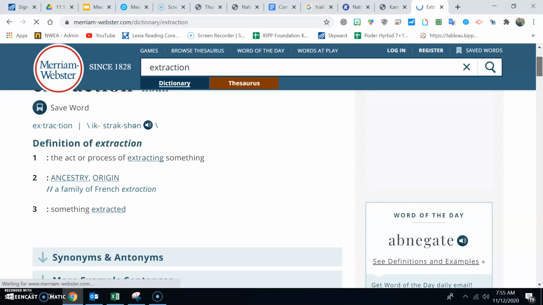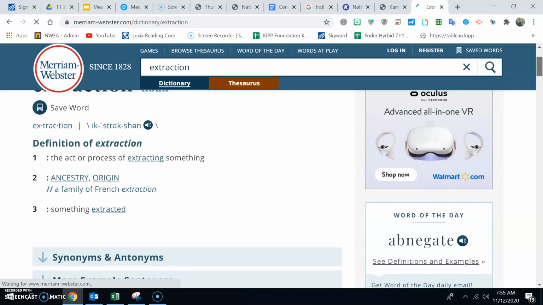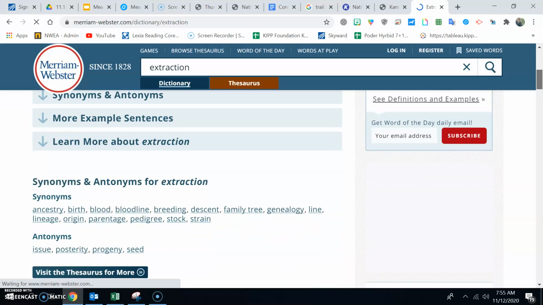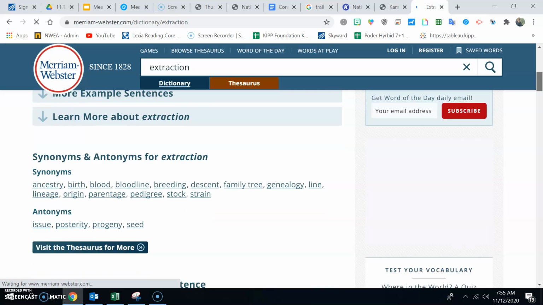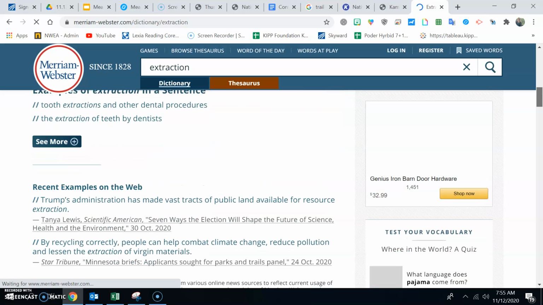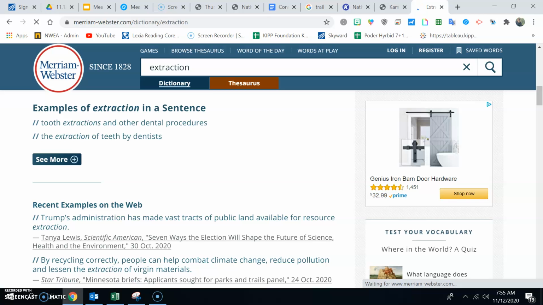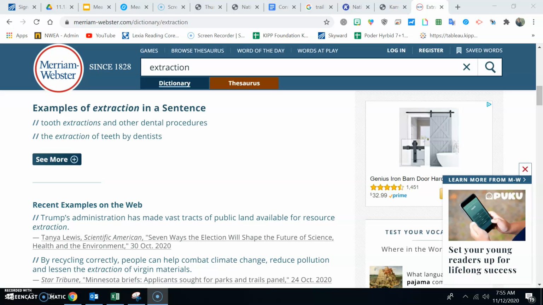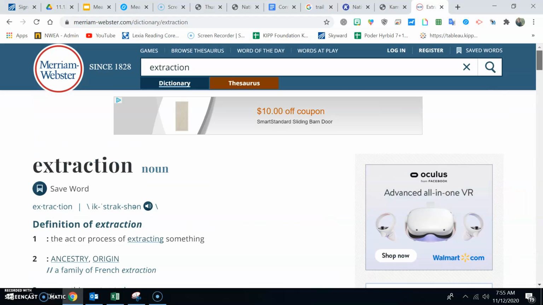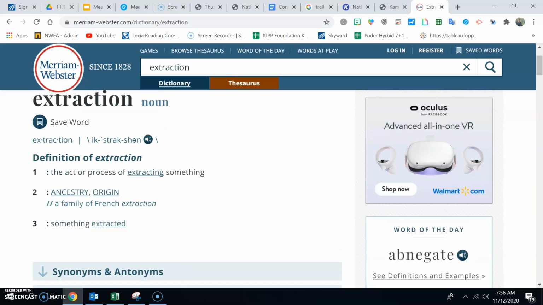So it says the act or process of extracting something. And then I can also see that there are some synonyms, right, and some examples. I can see in the dictionary that there are examples, so the extraction of teeth by dentists, and I know that dentists remove teeth, and so it seems like my thinking is correct.